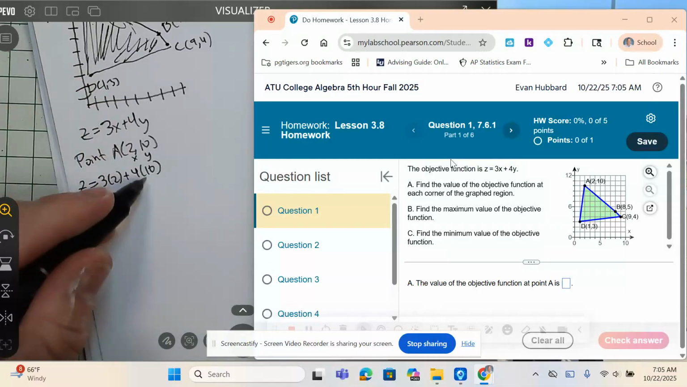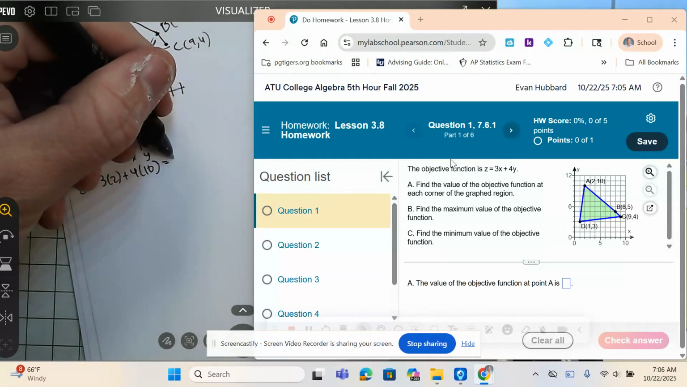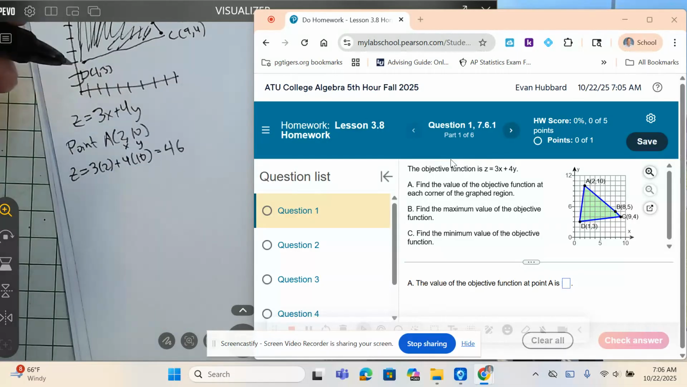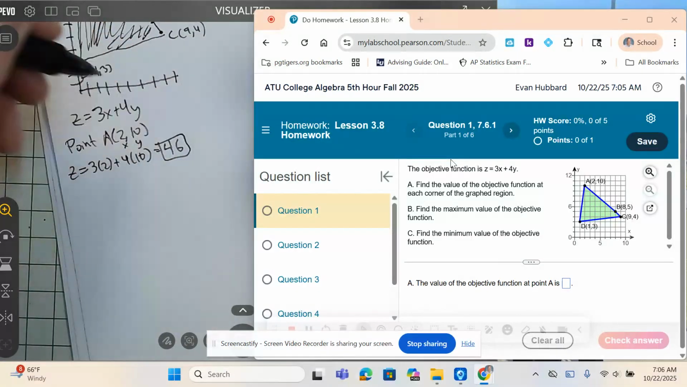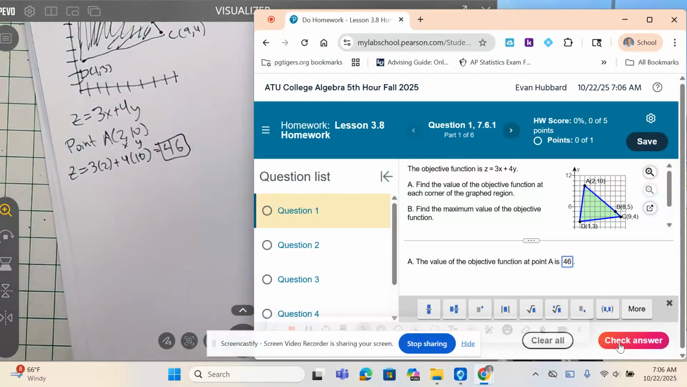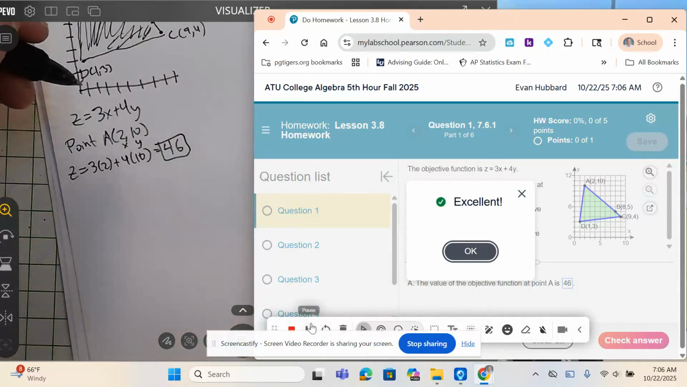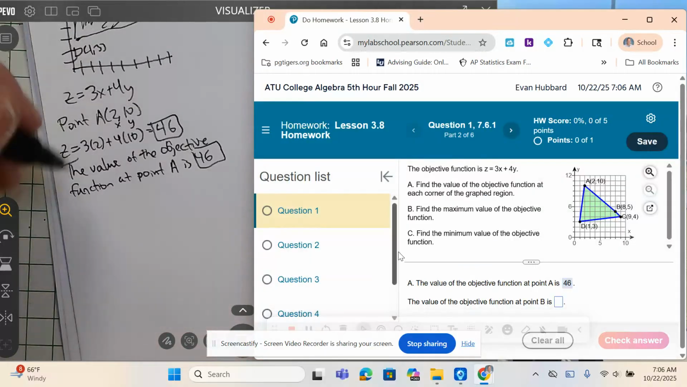So 3 times 2 plus 4 times 10. 3 times 2 is 6. 4 times 10 is 40. So 6 plus 40 is 46. So that's the value at point A. Now we've got to do point B.